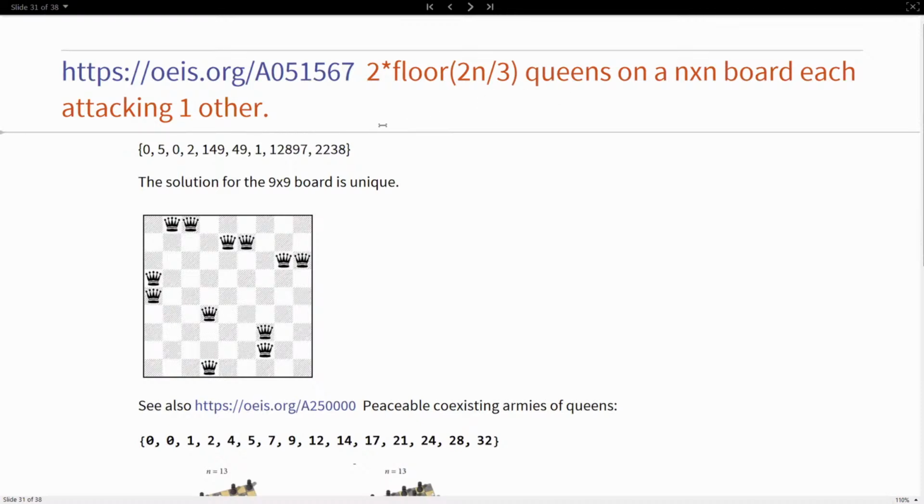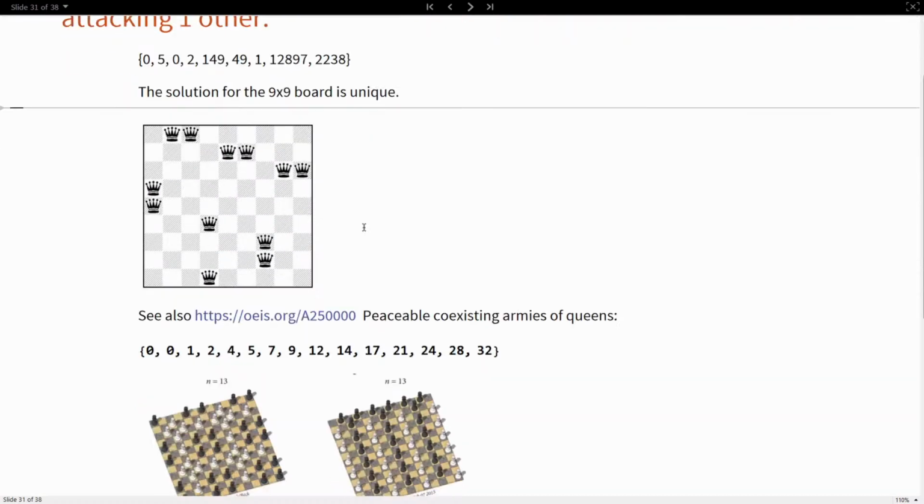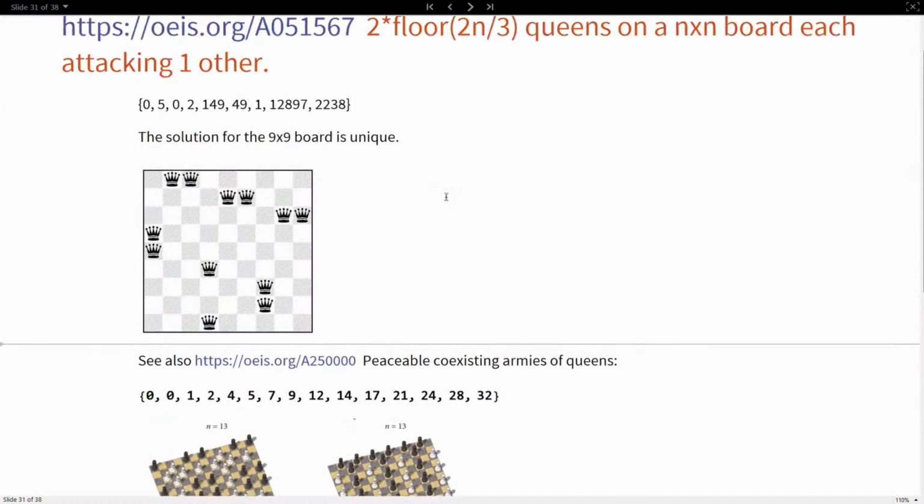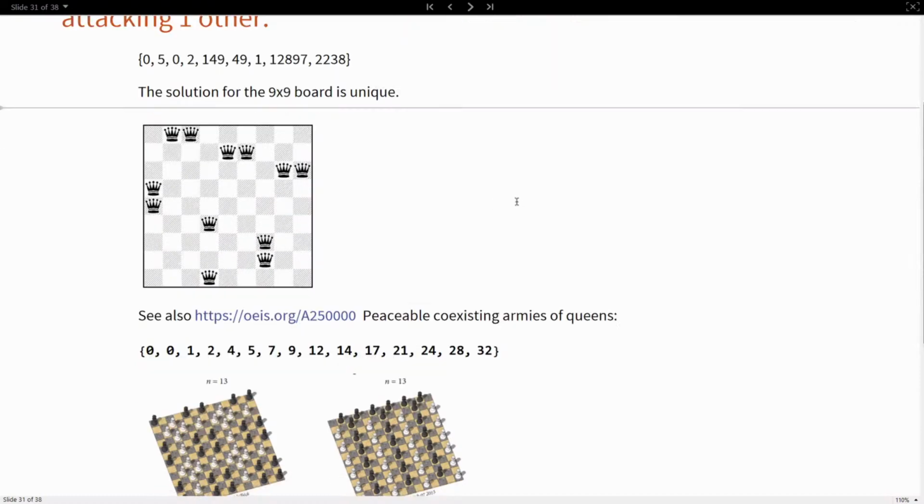Maximal queens on a board, so that each one attacks only one other. So for how many queens is that? 6 plus 6 for 12 queens on a 9x9 board. This is the unique solution for each queen attacking exactly one other. And this was a question in, I believe, the last Recreations.